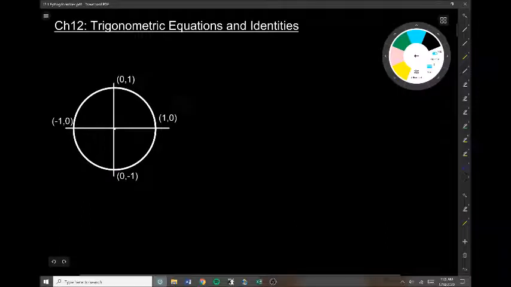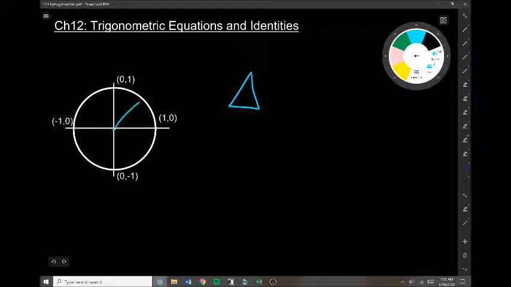Okay, chapter 12 is on trig equations and their identities. We've spent a lot of time working with trig now, both solving triangles geometrically, talking about the unit circle and how things rotate, sines and cosines, graphing sine and cosine and tangent, all this stuff.